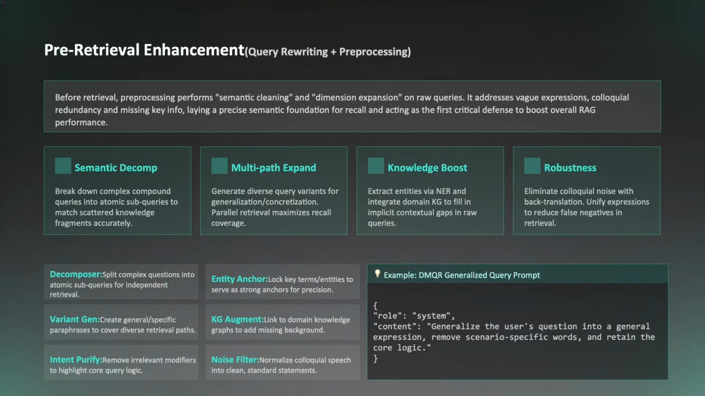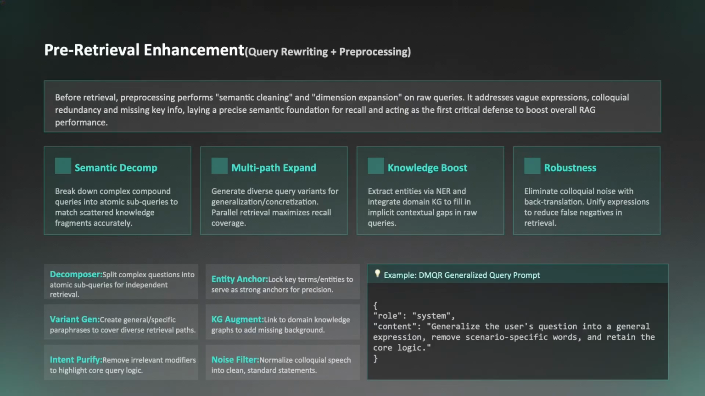We implement 6 core pre-processing strategies. First, semantic decomposition. Split long, complex compound questions into independent atomic subqueries to match scattered knowledge fragments more accurately.